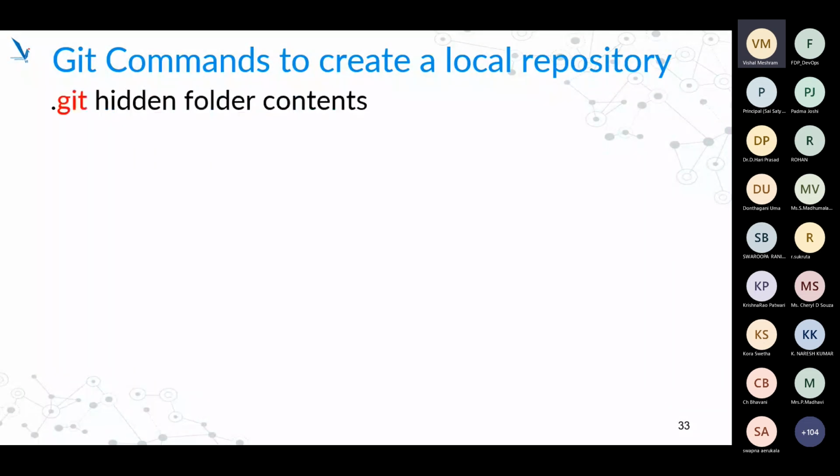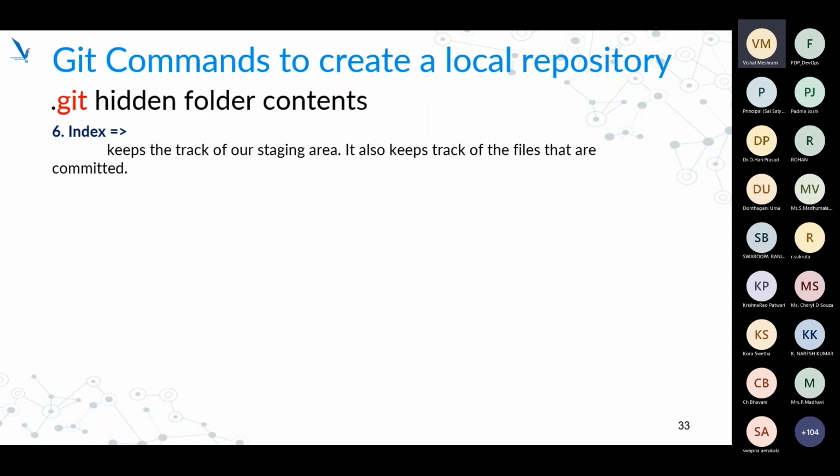The other is index. In the previous slide I mentioned there is a staging area. Remember this, the staging area is nothing but your index file. As you issue the command git add dot or git add file, that entry is made in the index file, and this we call the staging area. It also keeps track of the files that are committed. Any file which is committed must be present in the staging area.